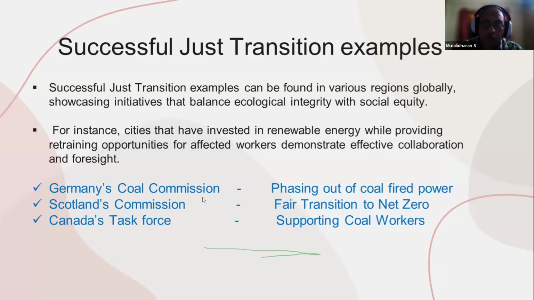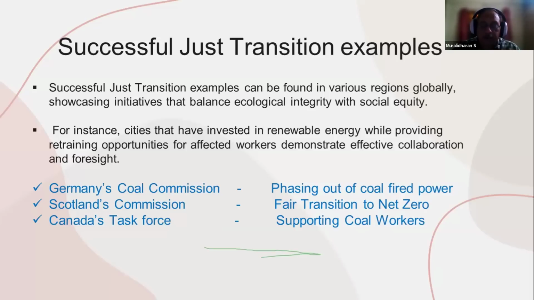They are trying to phase out all these coal-fired plants, and they are absolutely clear. Any citizen is clear how they are going to achieve it by 2045. So that sort of transparency, communication, and enthusiasm to move with the just transition is there. So this is a small success story, a case of the just transition process.